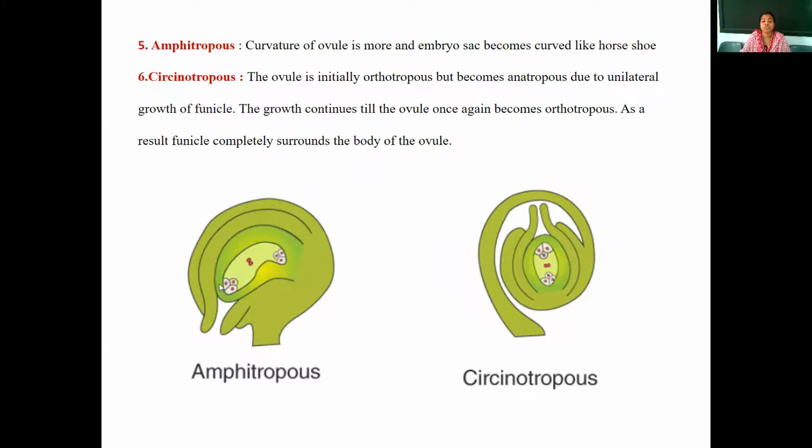So here, curvature of the ovule. See, at the center, the embryo sac is curved like a horseshoe. So this kind of ovule, we call it as amphitropous. And the sixth one, circinotropous.